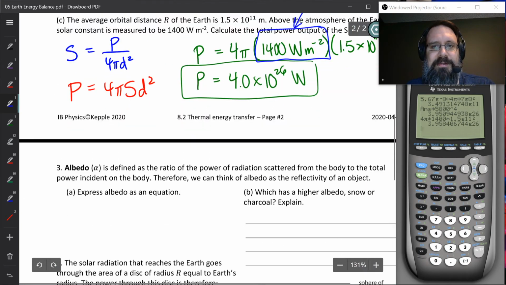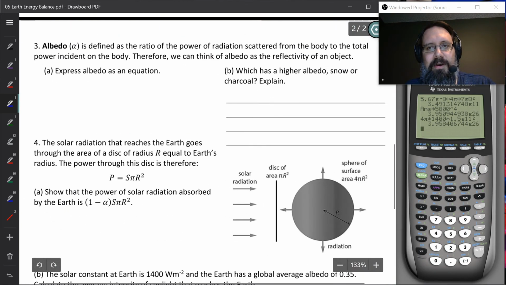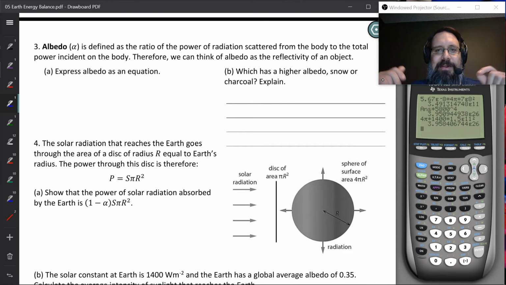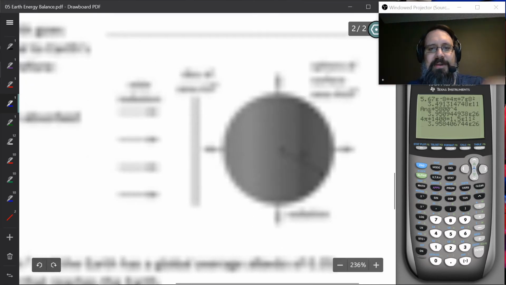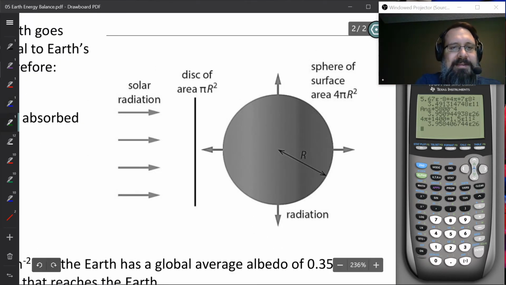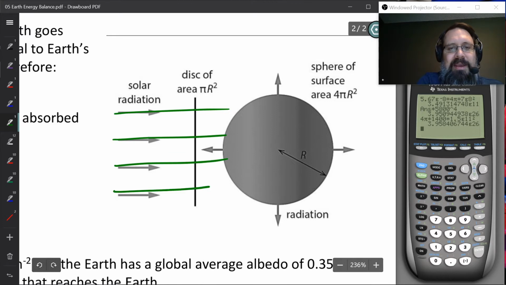So they're consistent with each other. Okay, here's the thing though. Not all the light that hits the earth, looking at this picture, not all the light from the sun that's coming in, not all the radiation actually makes it to the earth because some of it actually gets scattered. Some of it actually reflects off the earth.